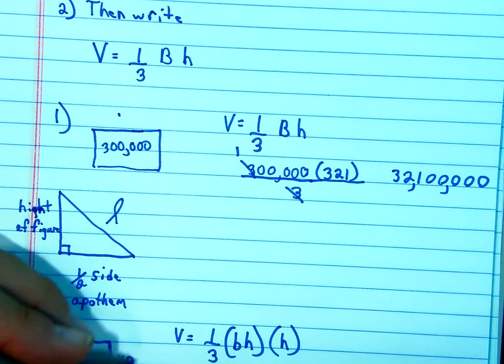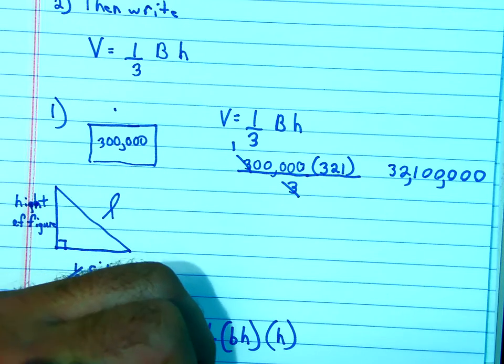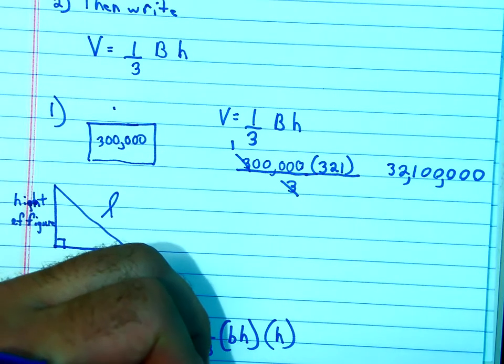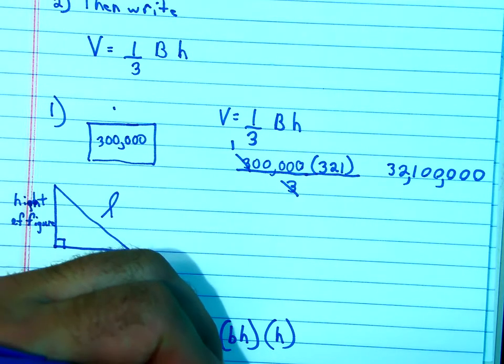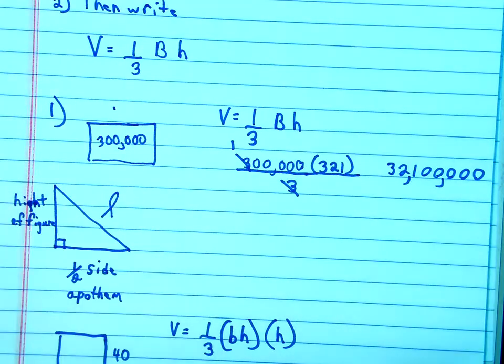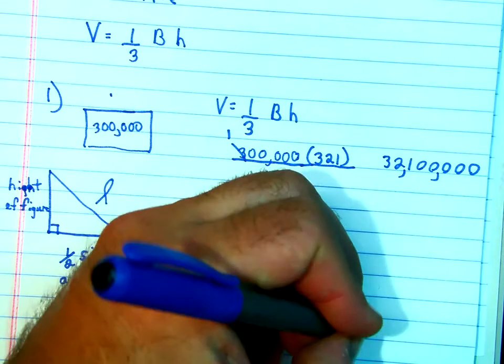And this is my base and height. So I have volume equals 1/3 times 40 times 40 times, and I need the height. Well, the problem is they don't give me the height. They give me the slant height.